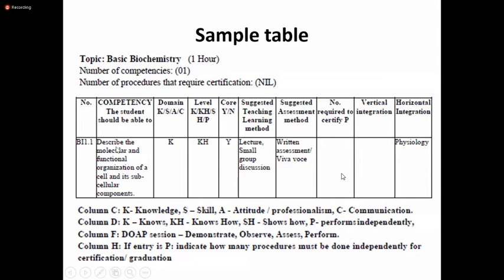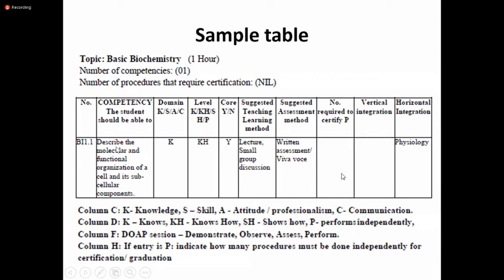And what is the level of competency? This is know-how level. The first level is knows, which means you just know some information. Knows how means you know the information and you know how to describe it. So we want you to attain the knows-how level of competency for this. Is it core or not? It is yes, which means all students must learn this: to describe the molecular and functional organization of the cell and subcellular components.